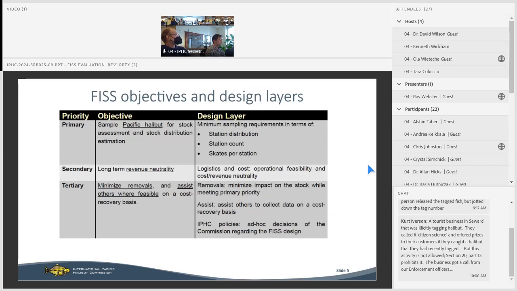This lays out the objectives. The primary objective is scientific, dictating the station distribution, station counts, and skates per station. Secondary is long-term revenue neutrality, with logistics, cost, and operational feasibility. And the second objective is the one that's been placing some serious constraints on our ability to fish the FIS designs that we wanted over recent years.